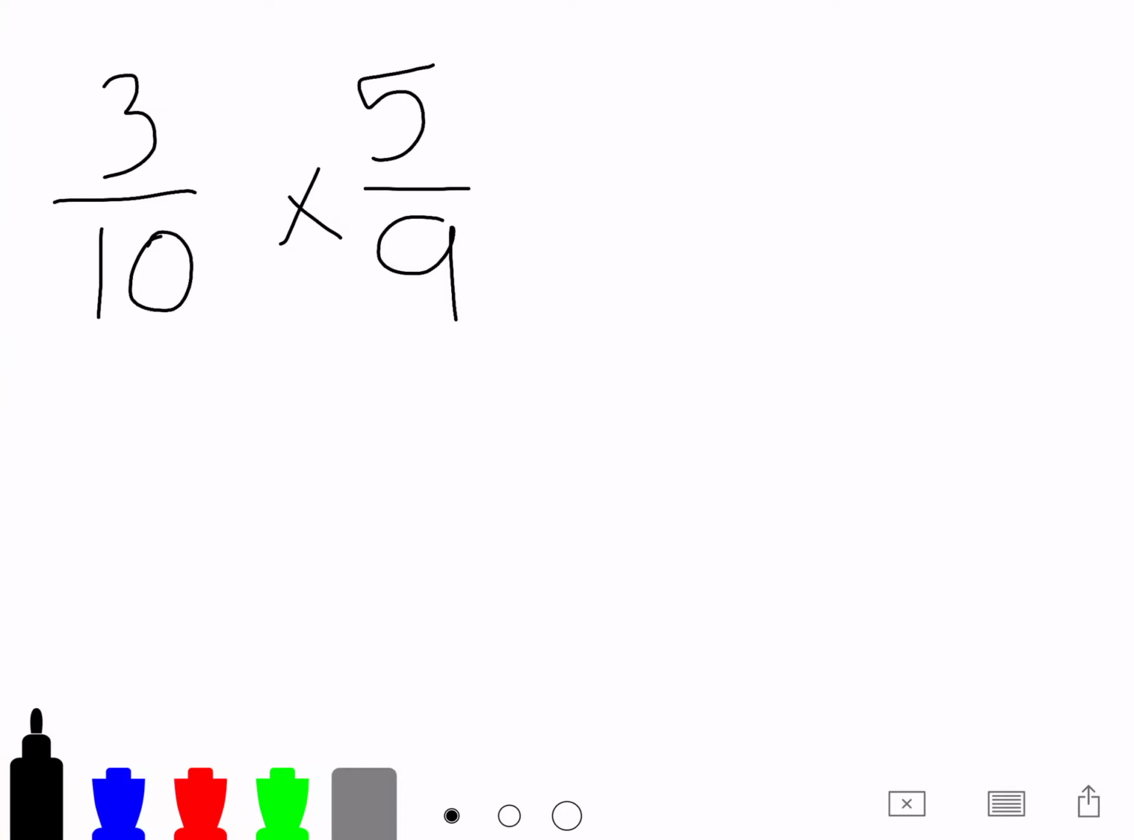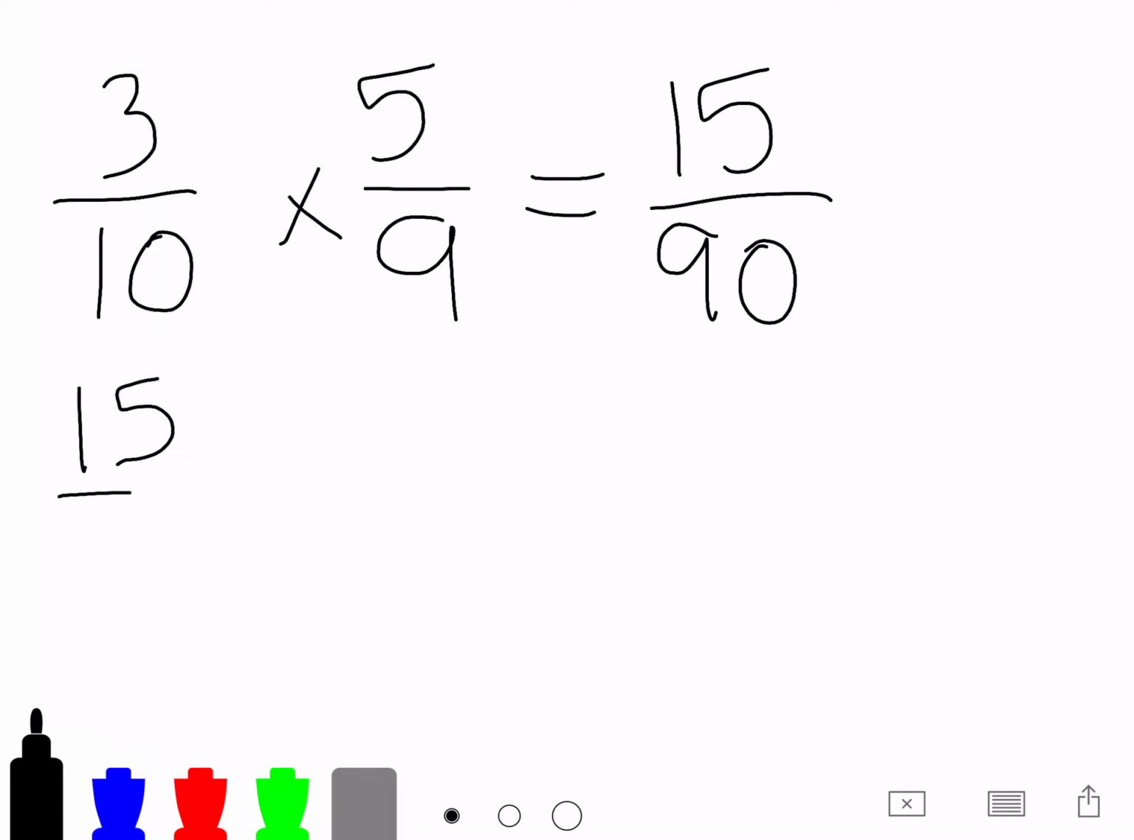Today I'm going to be teaching you how to multiply fractions and then reduce them. So we're going to take this first fraction right here and we're just going to multiply straight across. Here we have 3 times 5 in the numerator, which of course is 15, and 10 times 9 in the denominator, which is 90. Well, of course, 15 over 90 can be reduced, so I'm going to rewrite it over here on the left. And we're going to reduce this fraction.